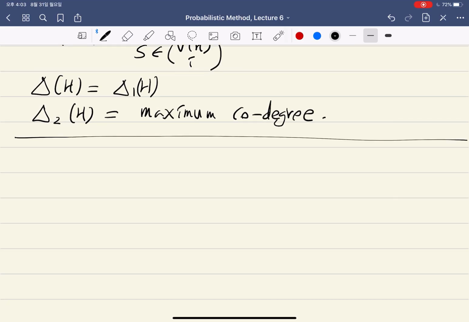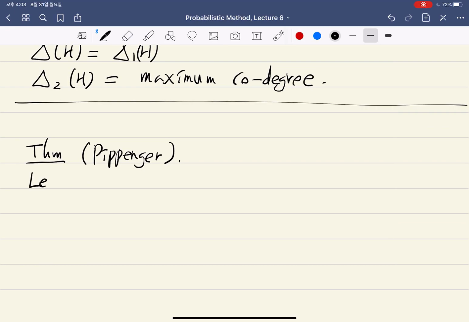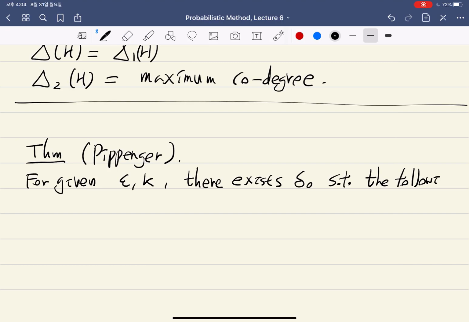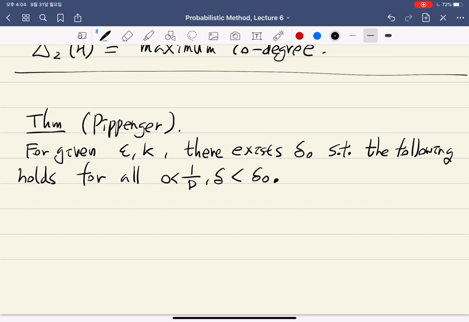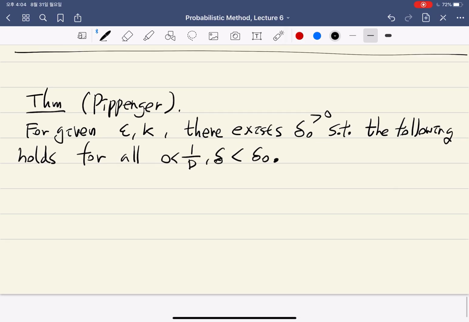So what do we do? What we want to prove is this theorem by Pippenger. For given epsilon and k, there exists delta 0 such that the following holds for all 1 over D and delta both smaller than delta 0. So epsilon and k are given, and there exists some delta 0 bigger than 0, such that the following holds as long as delta is smaller than delta 0 and 1 over D is smaller than delta 0. So it means this capital D is large.